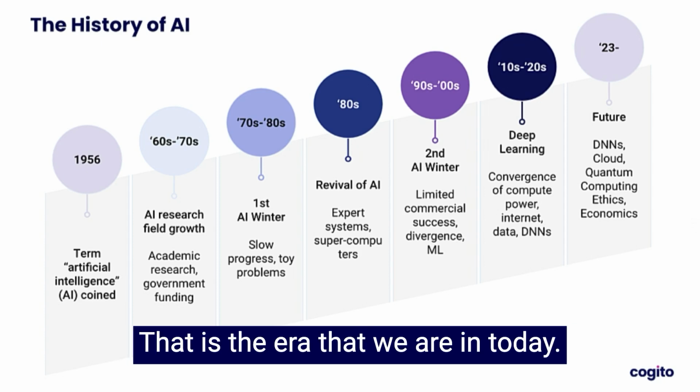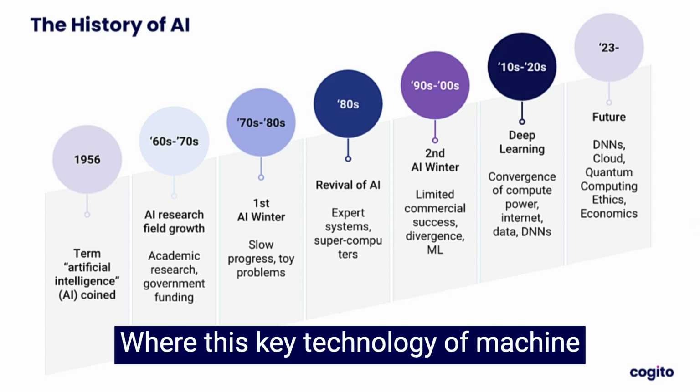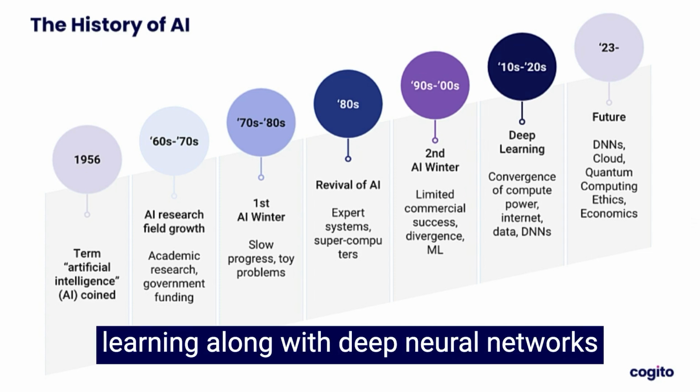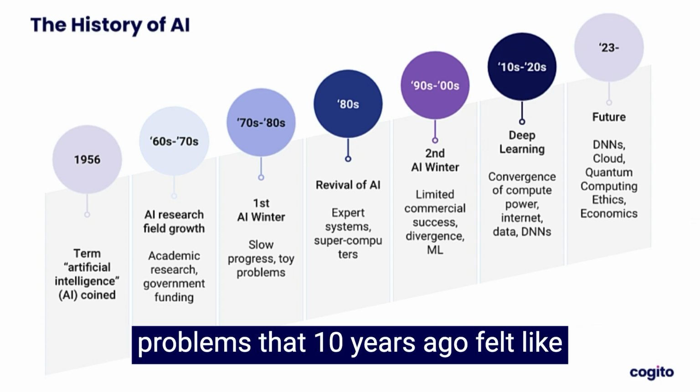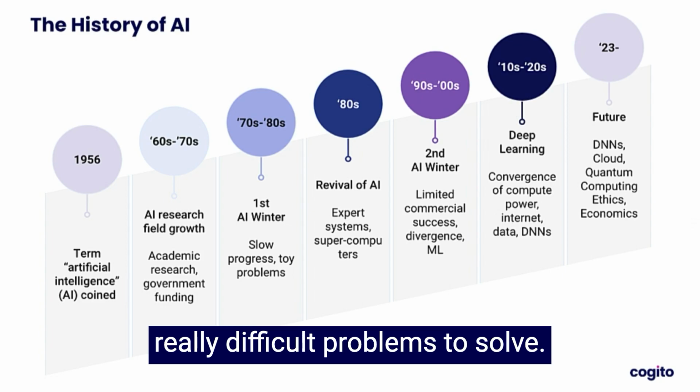That is the era that we are in today, where this key technology of machine learning along with deep neural networks is enabling solving a lot of automation problems that 10 years ago felt like really difficult problems to solve.